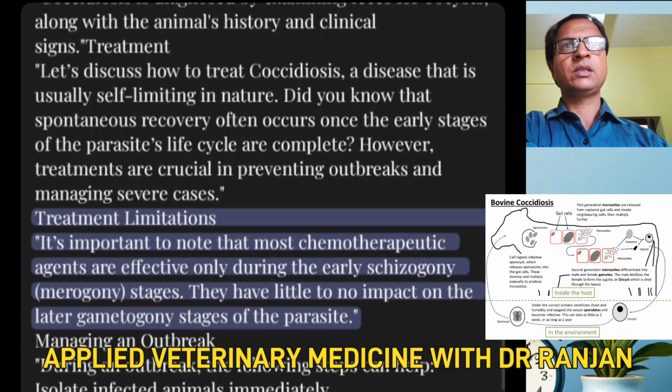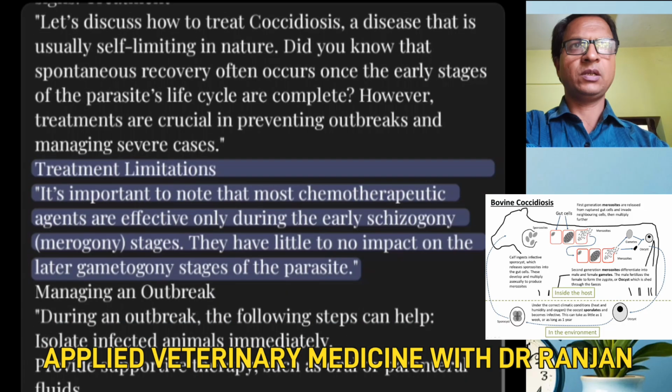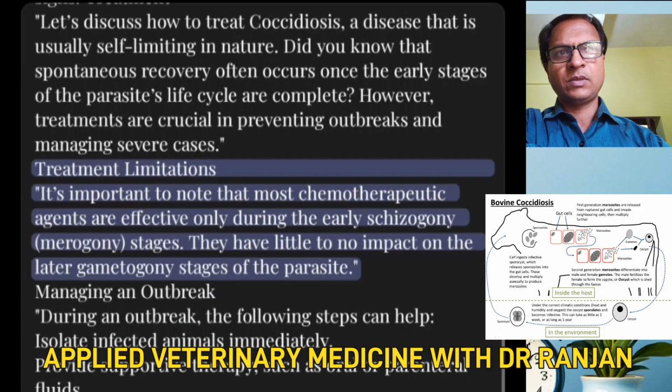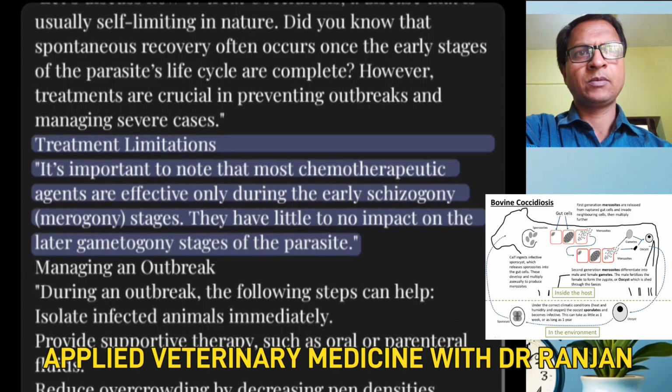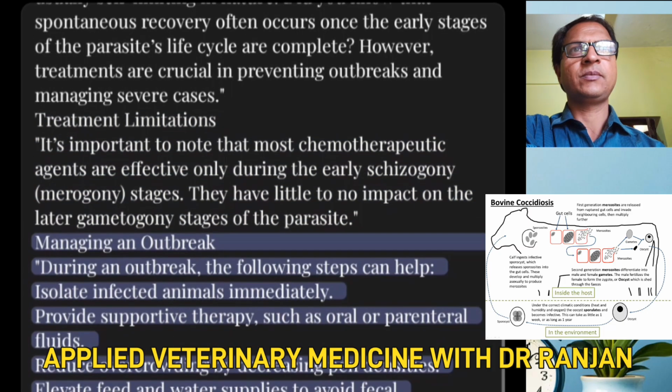Treatment limitations. It's important to note that most chemotherapeutic agents are effective only during the early schizogony and merogony stages. They have little to no impact on the later gametogony stages of the parasite.